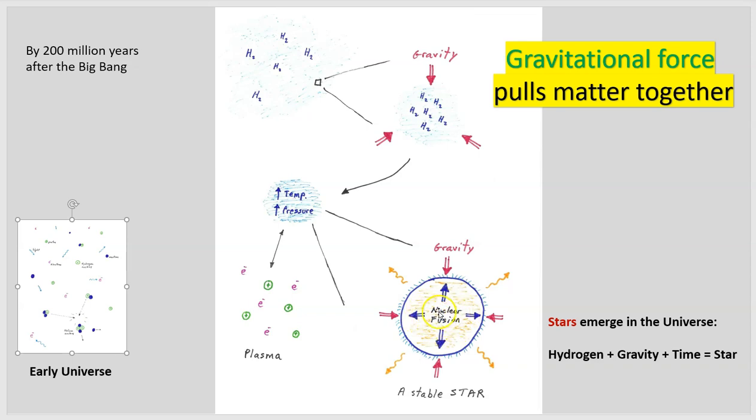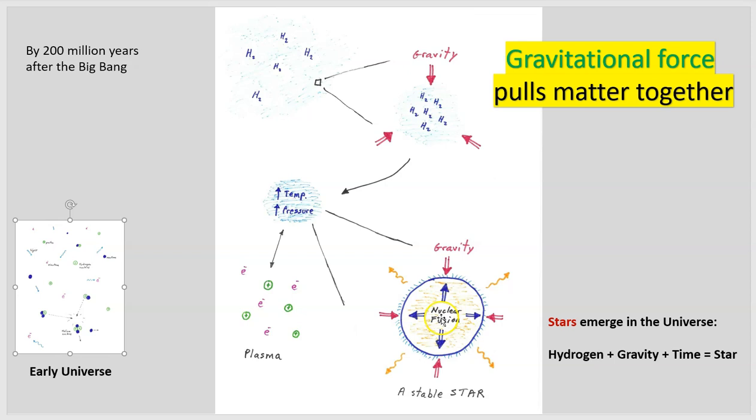So here again, it's this fusion process in the core of a star, the very same kind of fusion process that was happening in the early universe. So stars emerge in the universe. If you take some hydrogen, some gravity, and time, you can get a star.